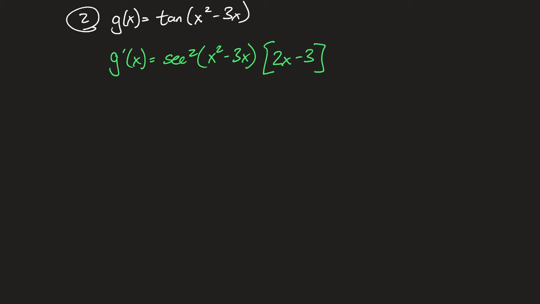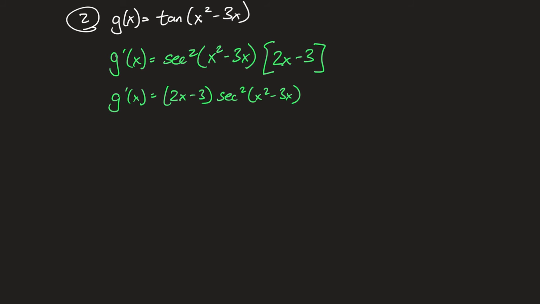Now, this would be fine. You could write it like this, but typically we'll write that polynomial part first, 2x minus 3, and then we'll write the secant squared of x squared minus 3x. Just the standard way we write things. It's not wrong the other way. This is just kind of a better way to write it.